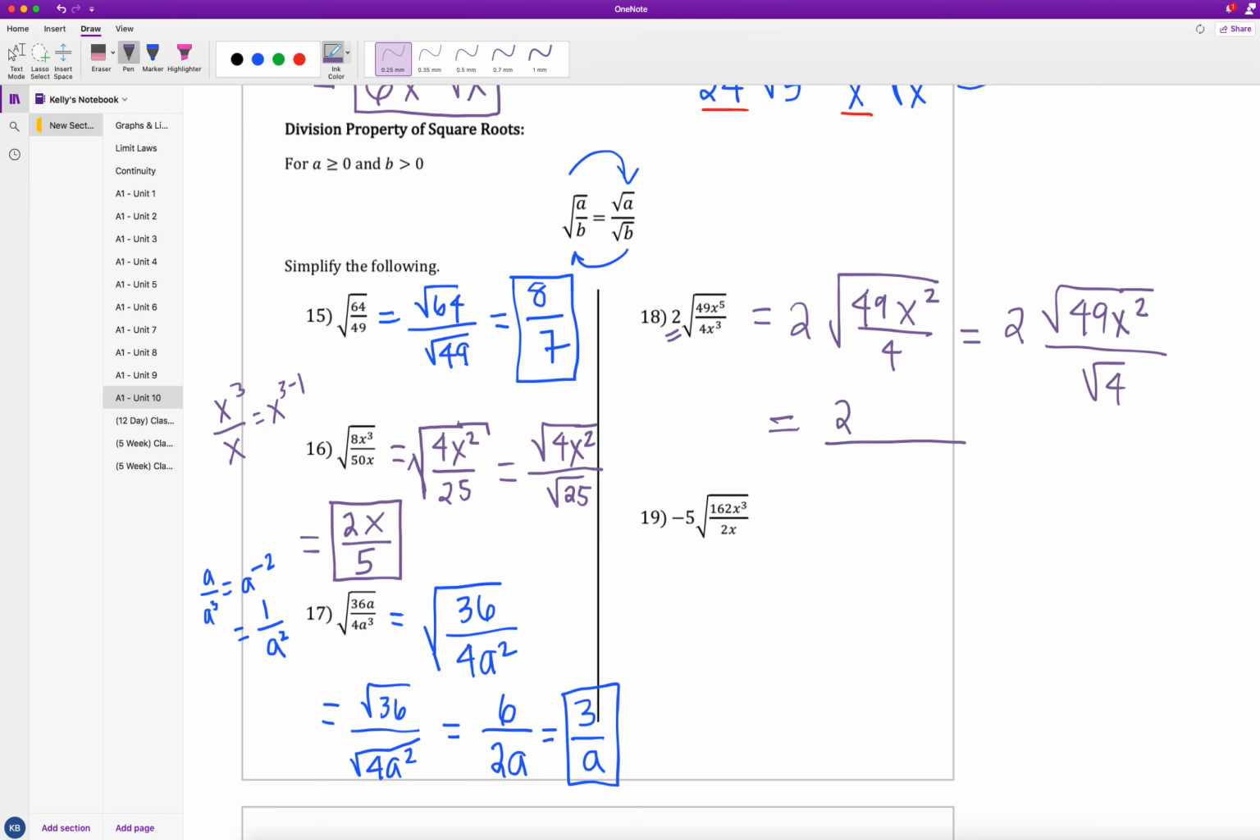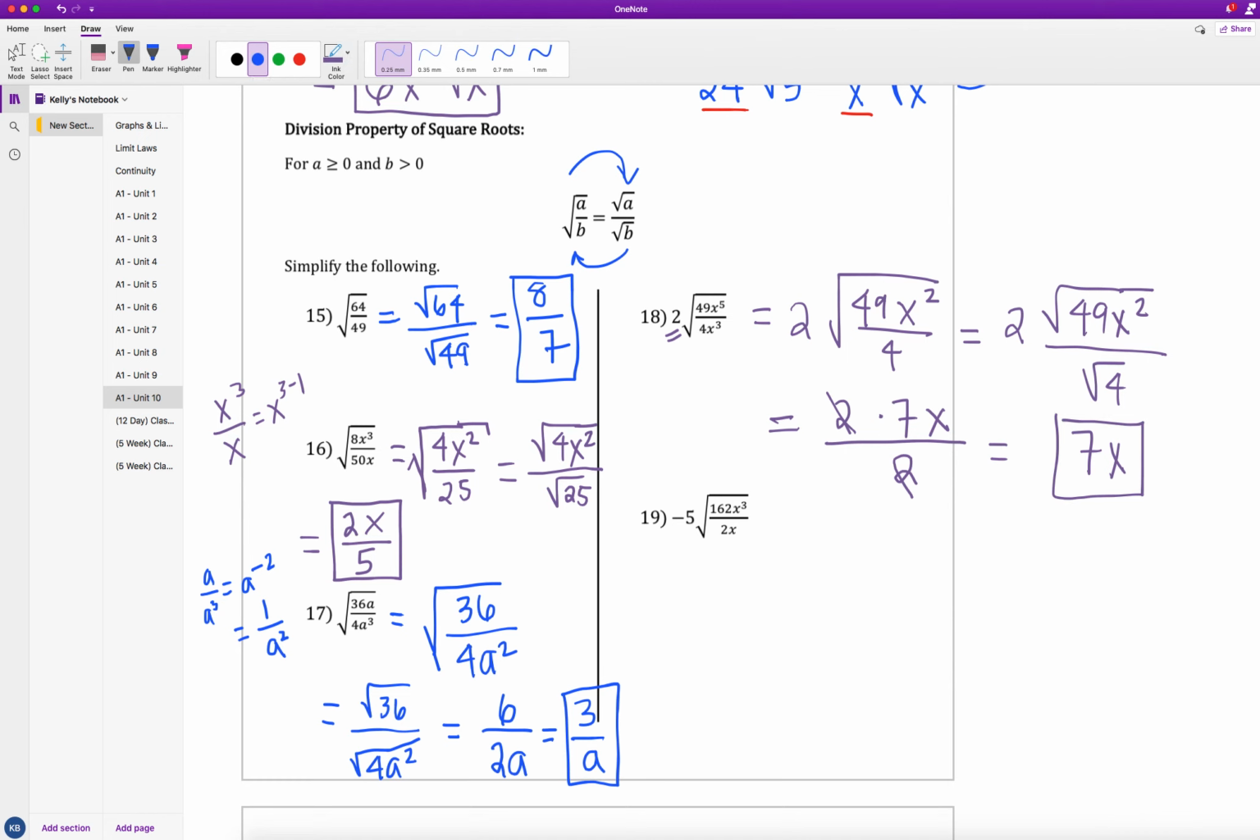So in the numerator here, I end up with 2 times 7x all over 2. So the 7x is coming from the square root of 49 x squared, and then the 2 in the denominator is coming from the square root of 4. Last step is to simplify anything down. 2 over 2 will cancel, and I end up with 7x as my final answer.